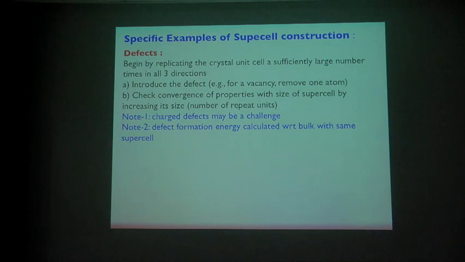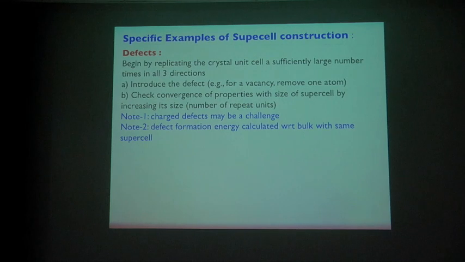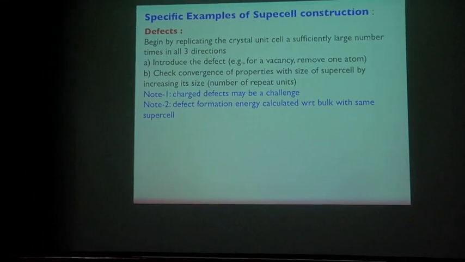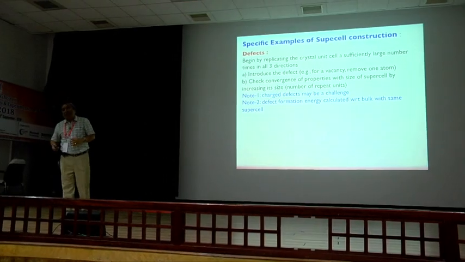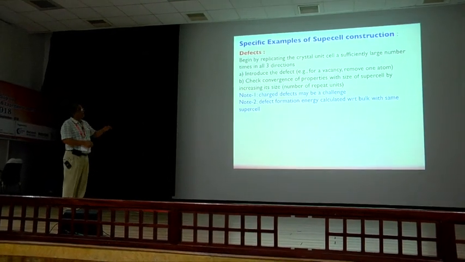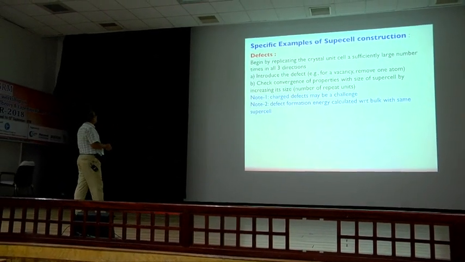So if you increase the supercell size from, let's say, 3 by 3 by 3 or 3 by 3 by 1, whatever it is, and go to say 6 by 6 by 1, is the total energy changing? If it does not change, then you need not bother about going to higher and higher supercells. You can always restrict to that. This is called size convergence.